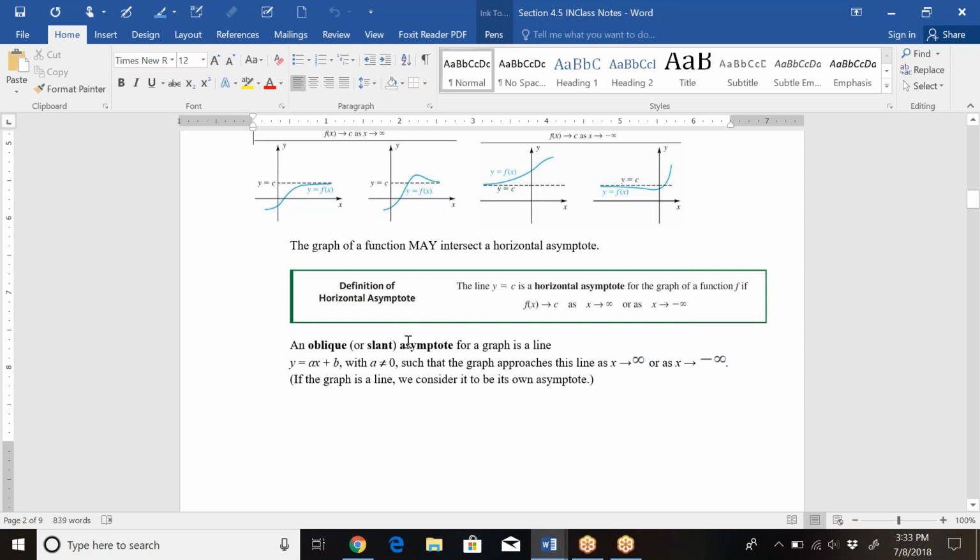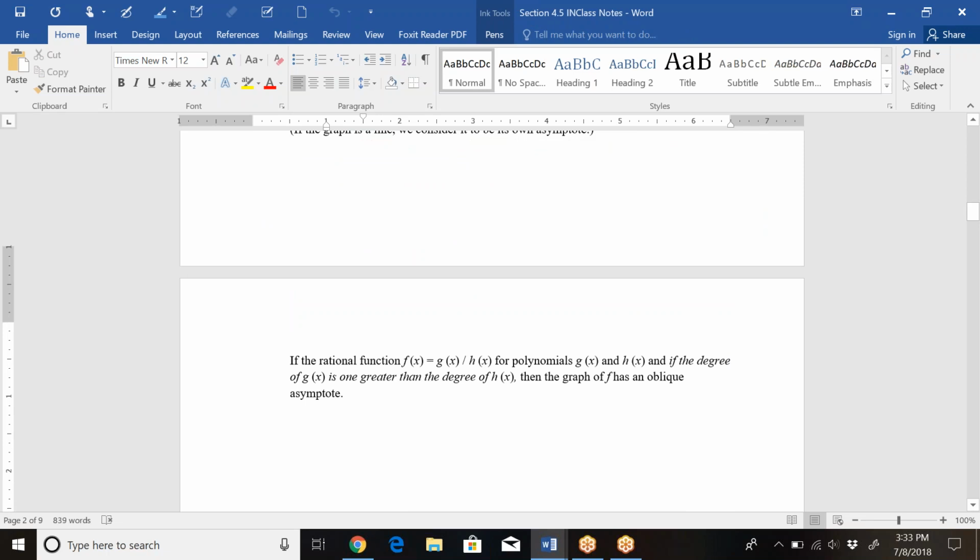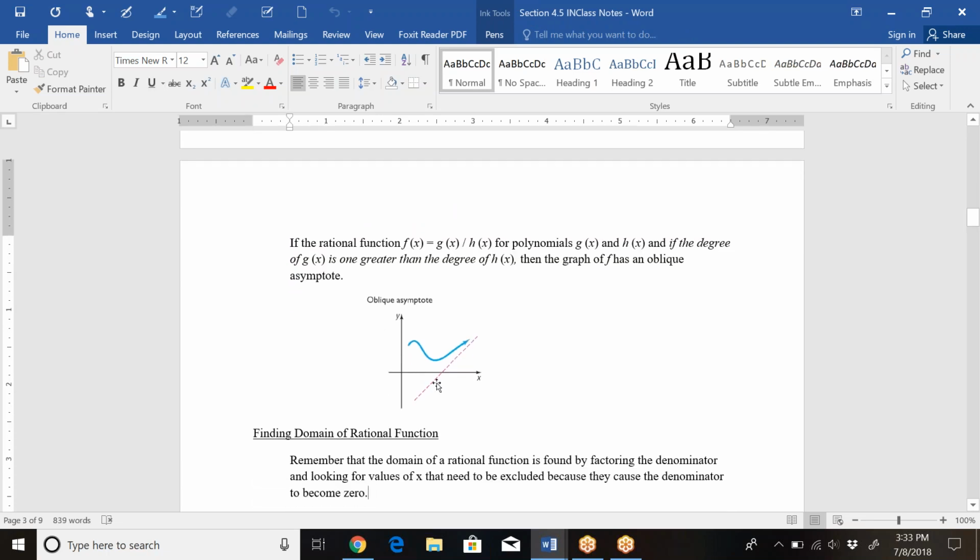I usually save the shortcut for discussion in class, but we'll talk about how it's really based off long division. The oblique or slanted asymptotes can be anything, but one of the ones we're going to be looking at is y equals mx plus b. But you can have quadratic asymptotes that are oblique. This has to do again with long division. So this is a picture of an oblique asymptote that is a line.